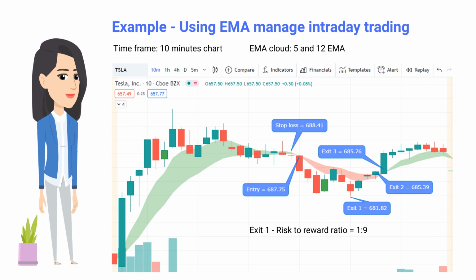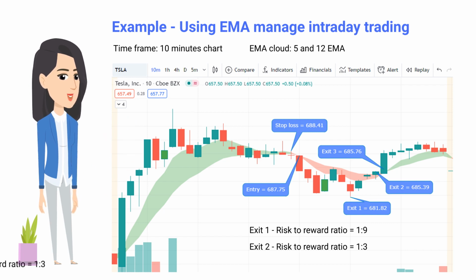The second exit point is by following the EMA rule. You exit when the candle closed above the EMA Cloud, where the stock reached $685.39. This trade would give you a risk to reward ratio of 1:3. The third exit point is where you waited until the EMA Cloud changed to green, which is when the stock reached $685.76. This trade would give you a risk to reward ratio of 1:3.